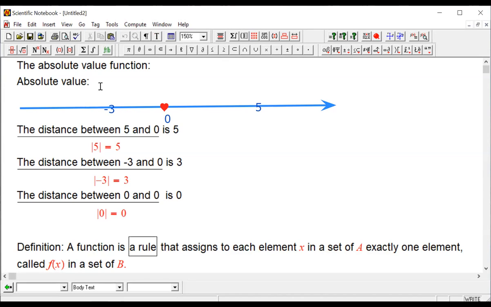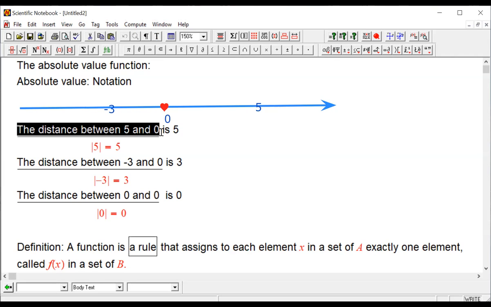So that's the notation. First we understand the notation is really just a shorthand notation. It represents the distance between a number and the origin, whether a negative number or a positive number to the origin. So it's always relative to the same point, 0.